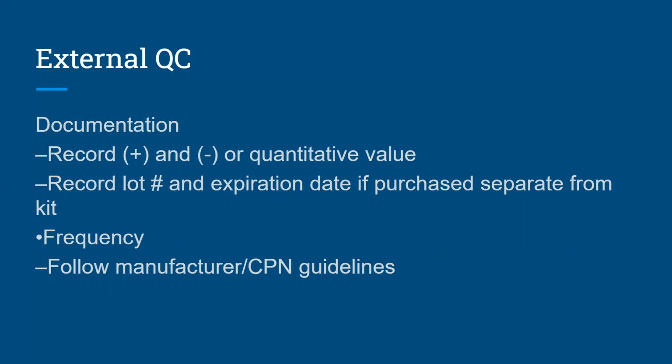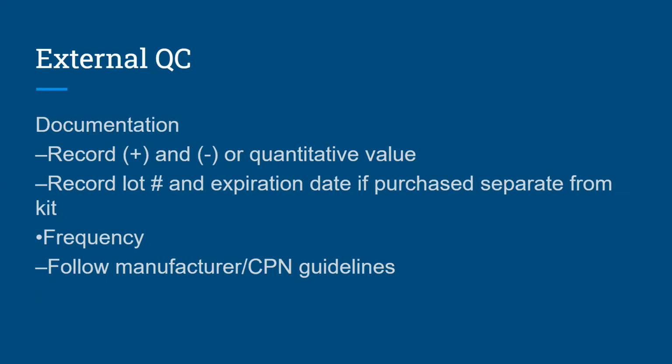For external QC, two levels of QC must be run. Typically for a qualitative test, it's going to be a positive and a negative. For a quantitative test, which would give you a numeric value, you would often see numbers depending on the type of laboratory testing that you're doing. Those lot numbers and expiration dates must be documented, and they also must be in date for it to be valid on the quality control.